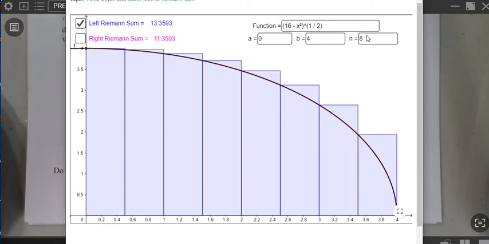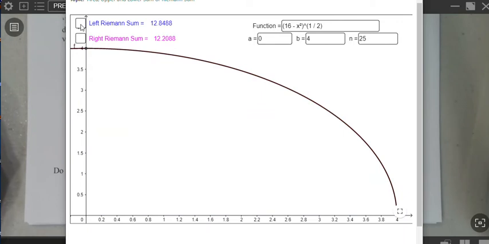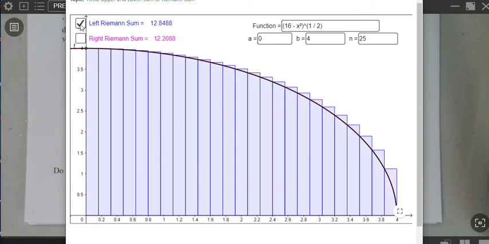I'm going to show you just visually the others that I asked for in the assignment. I asked you to use 25 rectangles. And again, I'm still using left endpoints at this stage. Notice with lots more rectangles now, the amount of little extra area hanging over the edge is getting much smaller. And 12.848 is much closer to the 12.566 that we know the actual area is. We're supposed to do 50 and 100 as well.